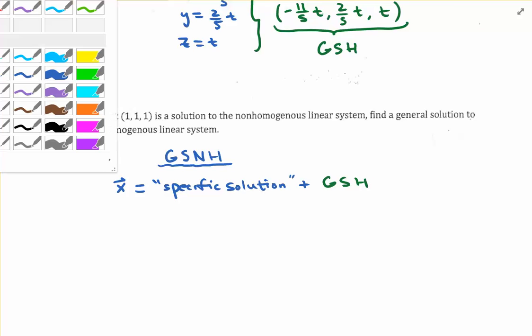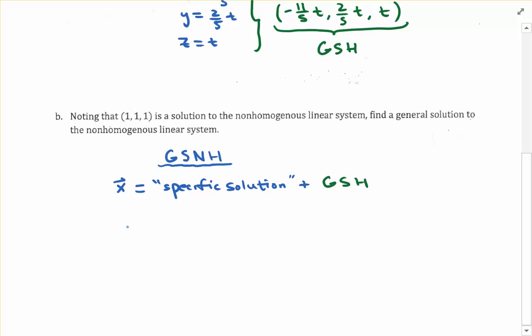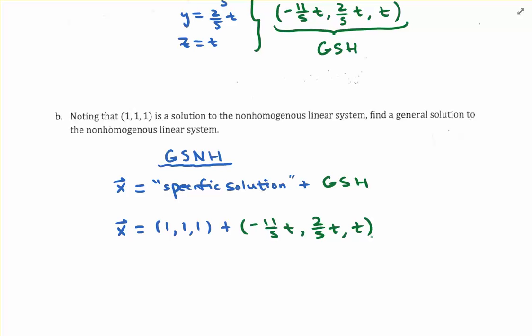Basically, all we have to do is say that the solution vectors x is equal to 1, 1, 1 plus what we got from the answer to part A. Negative 11/5 t, first component of that vector, 2 over 5 t, and then t. And that right there would be the general solution to the non-homogeneous linear system.